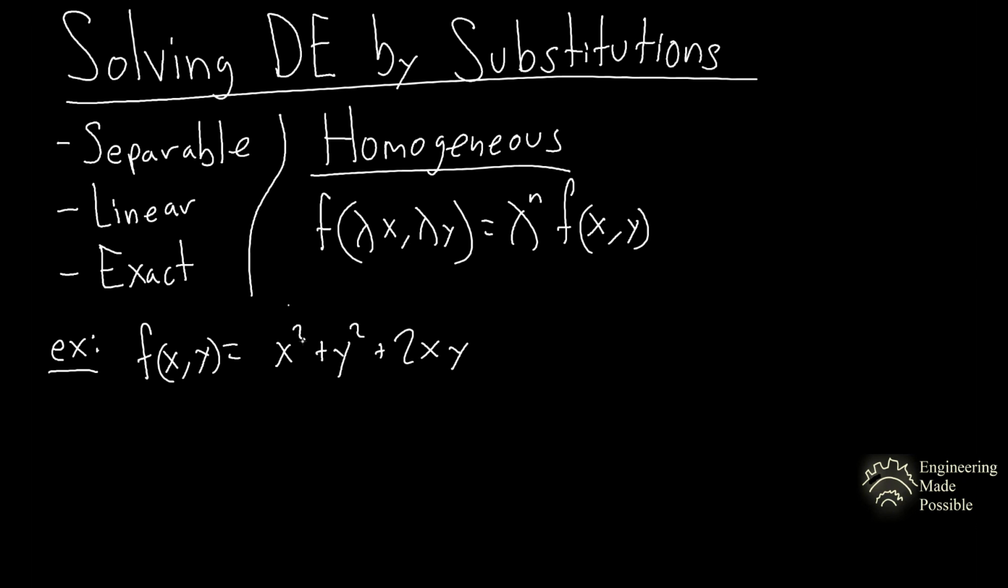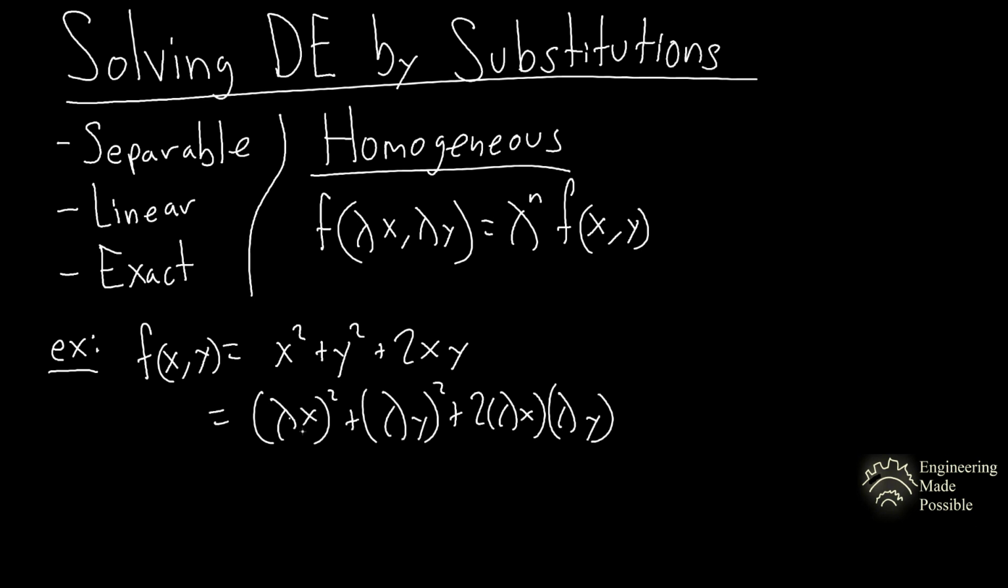So let's say we have this function with respect to x and y, which is equal to x squared plus y squared plus 2xy. Now, in this case, to test whether or not it's homogeneous, you basically plug in lambda everywhere you see an x variable as well as a y variable, and you get lambda x squared plus lambda y squared plus 2 lambda x lambda y. Now, one thing you notice is you have lambda squared in each of these, and so you're able to factor out the lambda to the second power here.